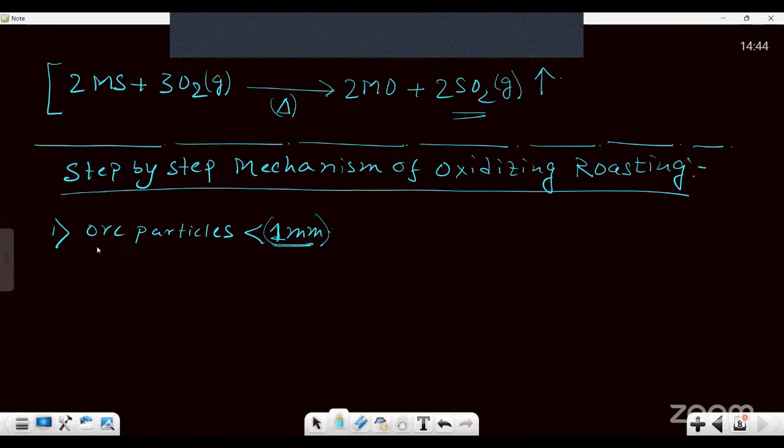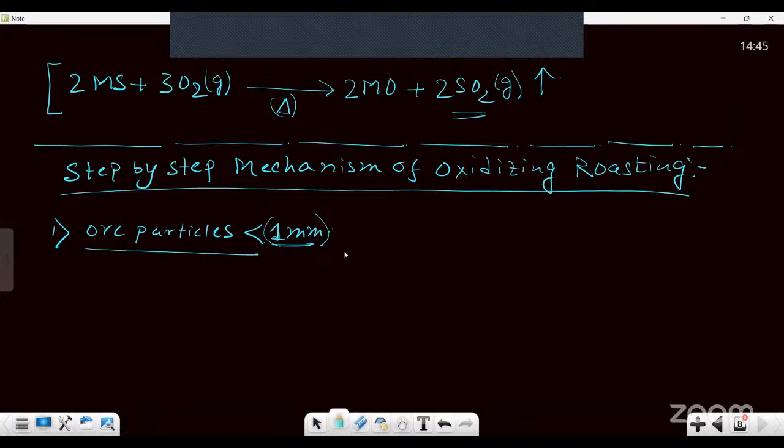When you reduce the size of the particles to the appropriate size, you are actually increasing the surface area. When you increase the surface area, any reaction, whether it is roasting or anything else, is going to be faster, because the more the surface area, the more the reaction kinetics. So this is the basic idea.